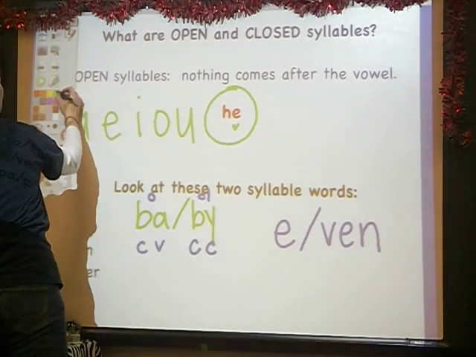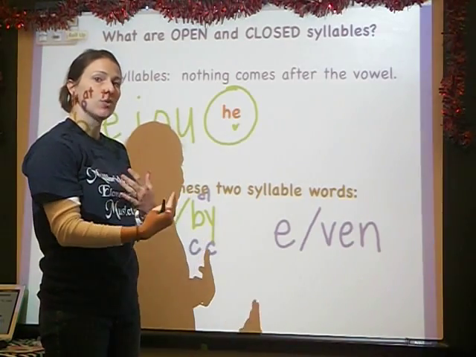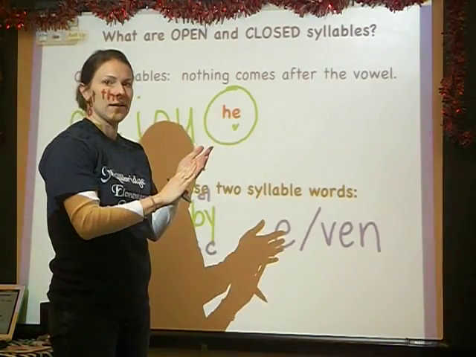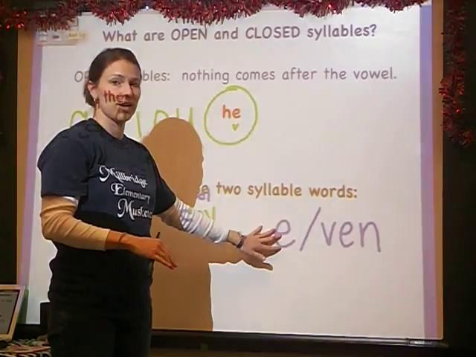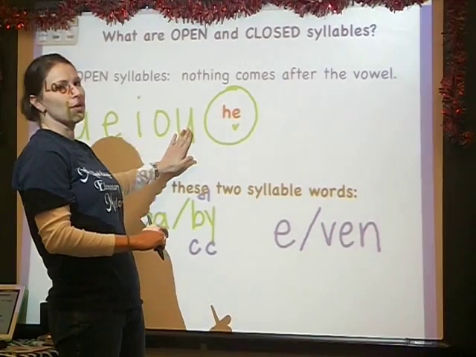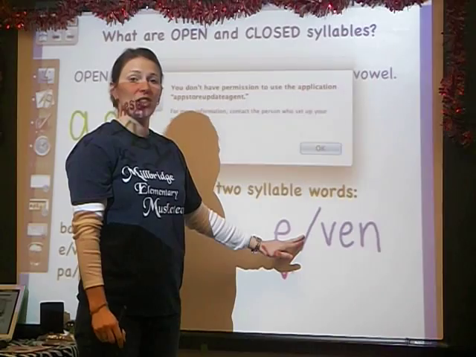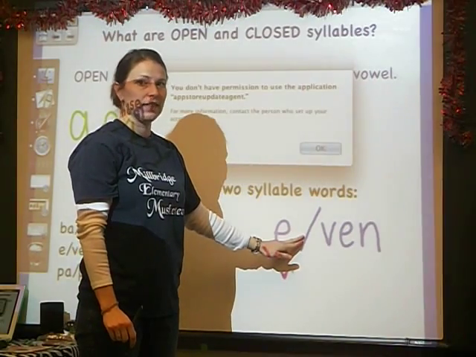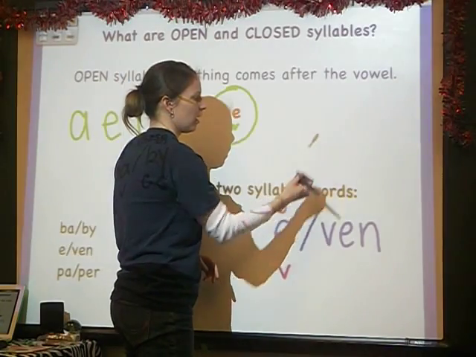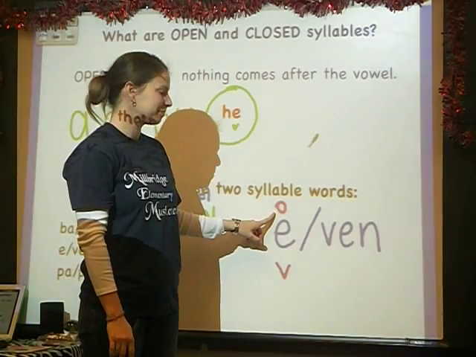If I wanted to decode this word and tell whether it's open or closed, we're going to first look at each letter. Let's look at the first syllable. E. There's only one letter here, and that is a vowel, because A, E, I, O, and U are our vowels. So I'm going to put a V there for a vowel. There is nothing after that vowel in this syllable. So that makes this an open consonant. I'm sorry, an open syllable.